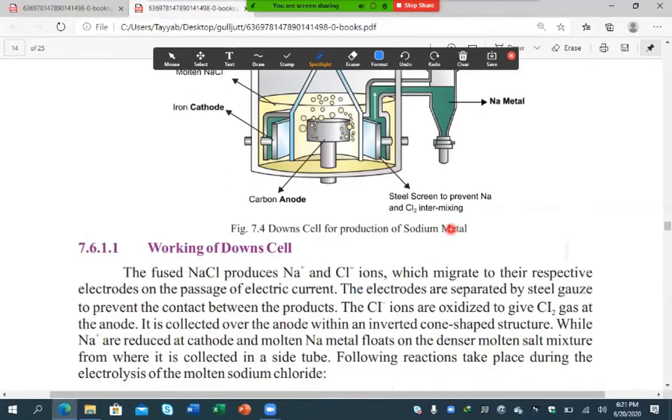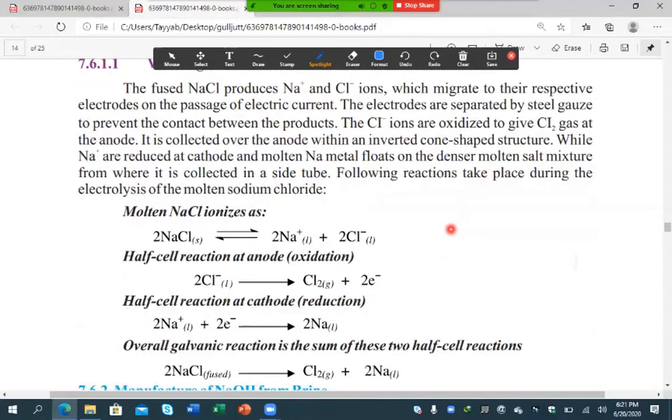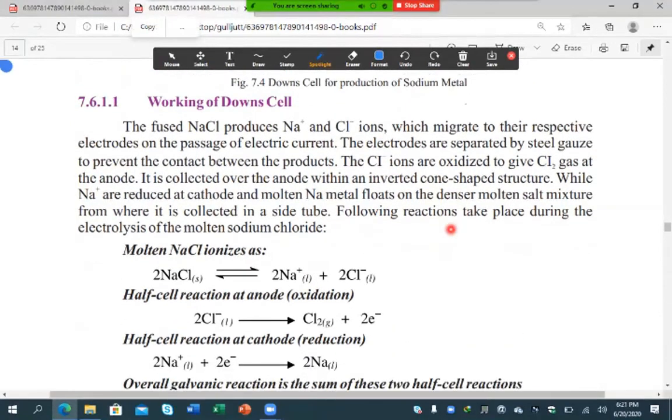After the diagram, here we learn about the working of the cell. The fused NaCl produces Na positive and chloride ions. I already explained that sodium chloride is separated into sodium with positive charge and chlorine converts into chloride ions, which migrate to their respective electrodes on the passage of electric current. It means that sodium carries positive charge, so it migrates to the negative electrode, and chlorine carries negative charge, so it migrates to the positive electrode. The reason is that the anode carries positive charge, so chlorine migrates towards the anode.